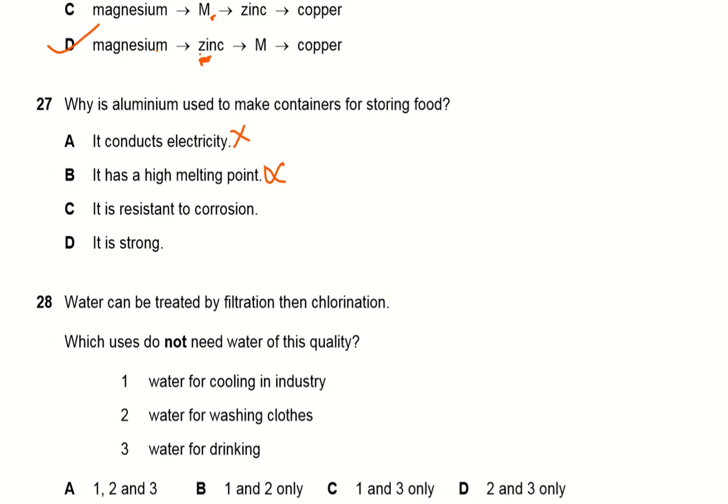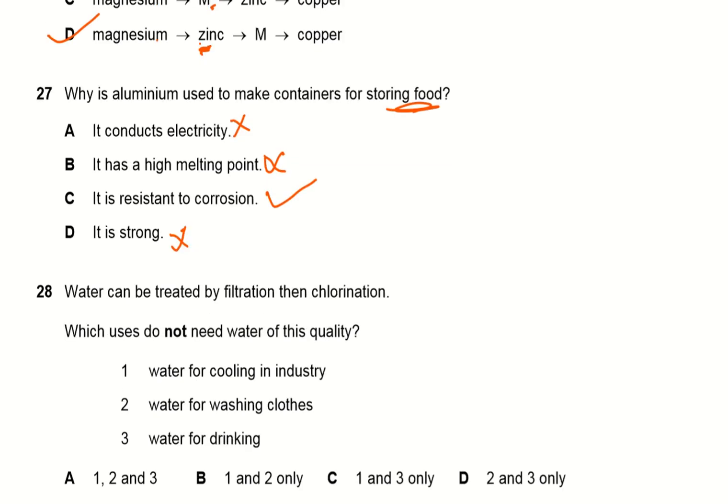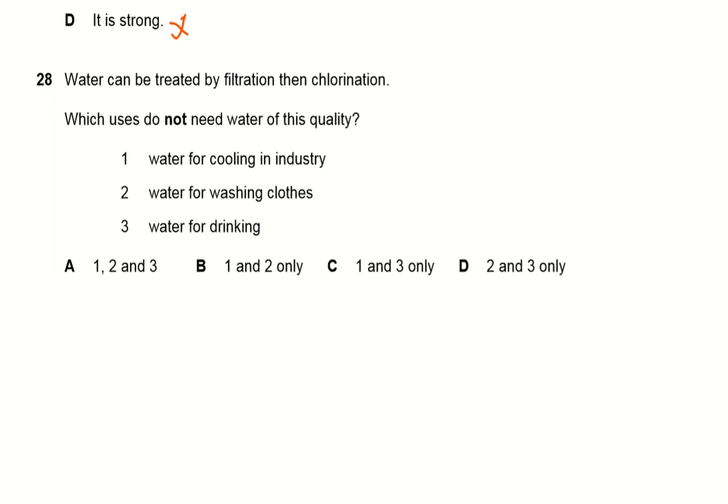Don't necessarily need that for storage of food. It's resistant to corrosion. That seems so strong. It is strong. You don't need really strong material to store food. Okay, so it is resistant to corrosion. Aluminum is resistant to corrosion, so it helps to prevent food spoilage when aluminum corrodes. But in this case, aluminum doesn't corrode. It's resistant to corrosion, so the food is safe. The correct answer is C.